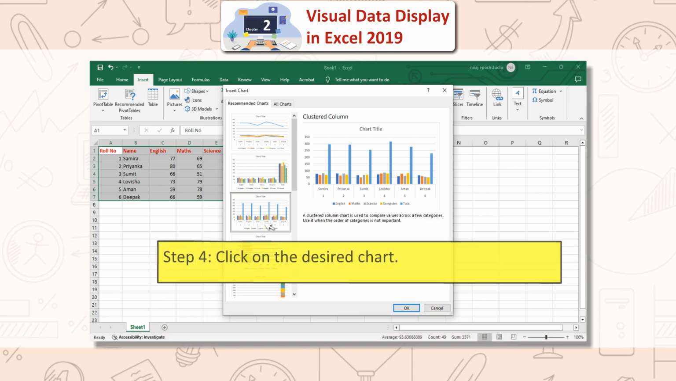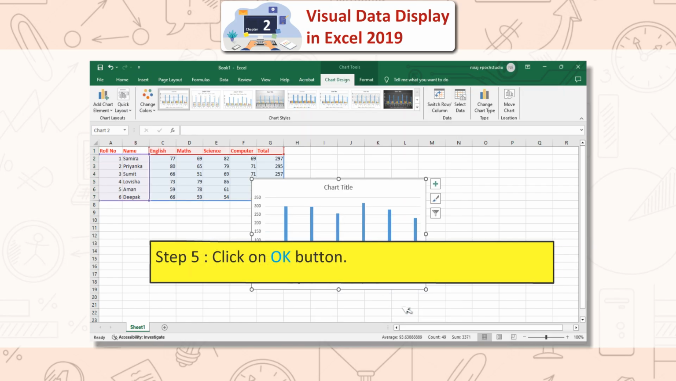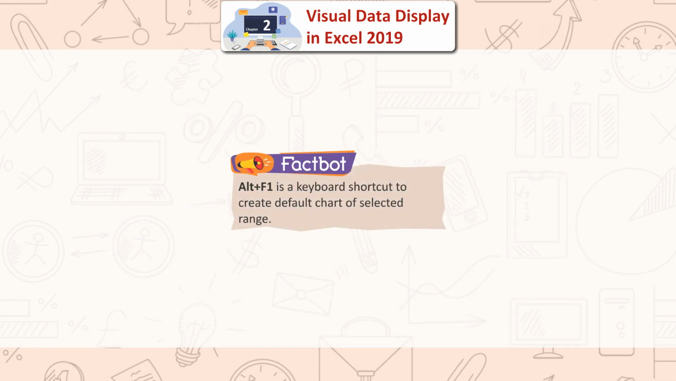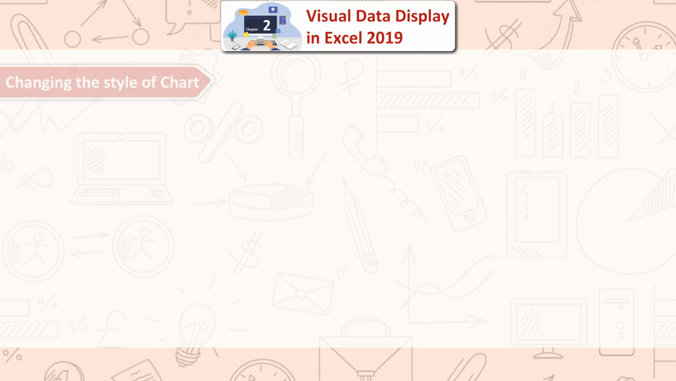Step 4. Click on the desired chart. Step 5. Click on OK button. The chart will appear on the worksheet. Factbot. Alt plus F1 is a keyboard shortcut to create default chart of selected range.